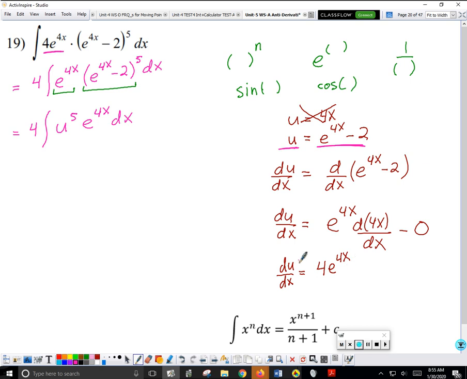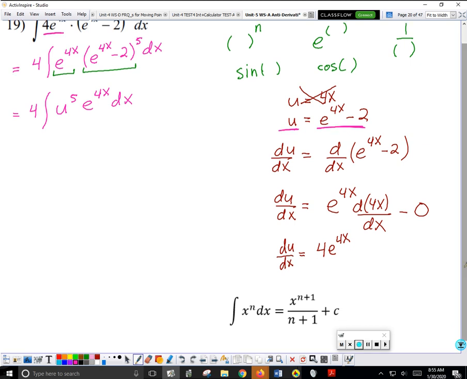This is du divided by dx. We need to manipulate this so that we can find what this is the same as. So we want the dx over here with the e to the 4x. So we multiply both sides by dx. So I get du equals 4e to the 4x multiplied by dx. Question?